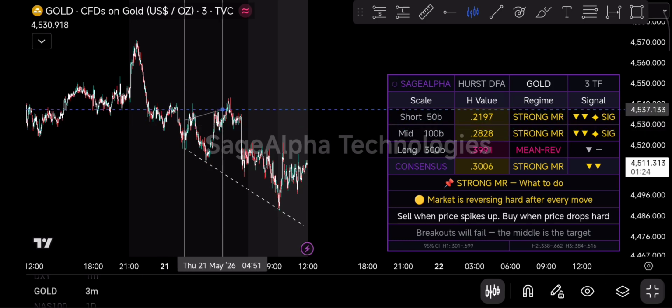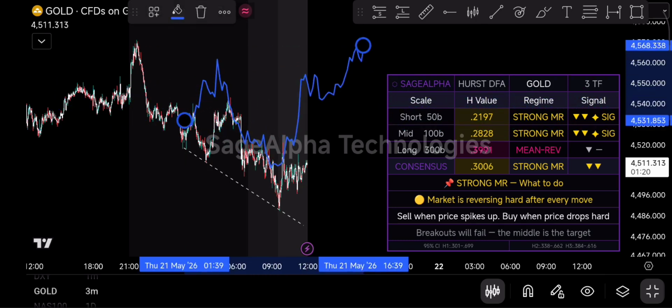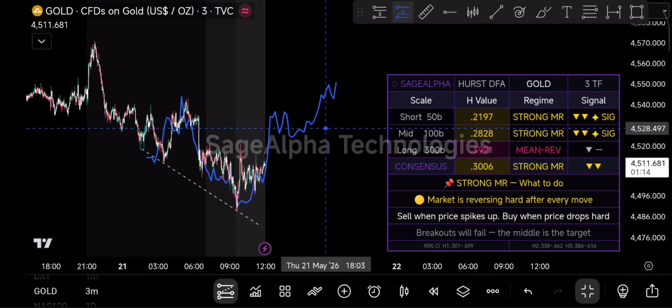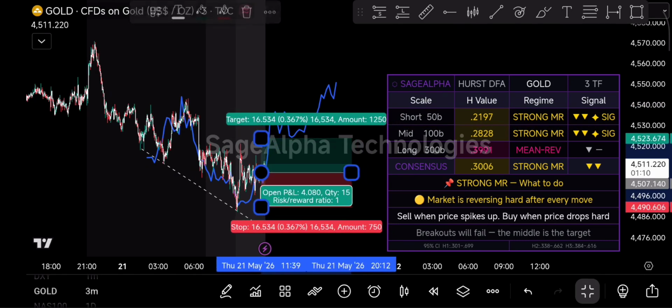So we're going to copy that model and rescale it. So the function of the indicator is to know exactly what to do. Are you looking for a reversal model or a continuation model? That's what it has told us right now. Sell when the price spikes up, buy when the price drops hard, right?